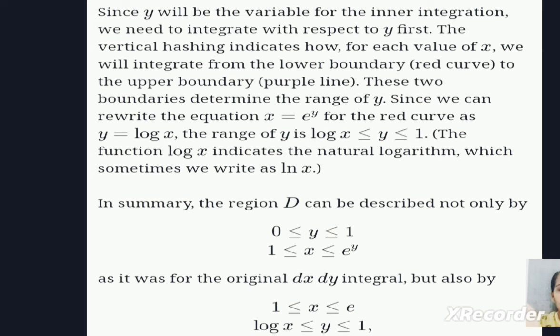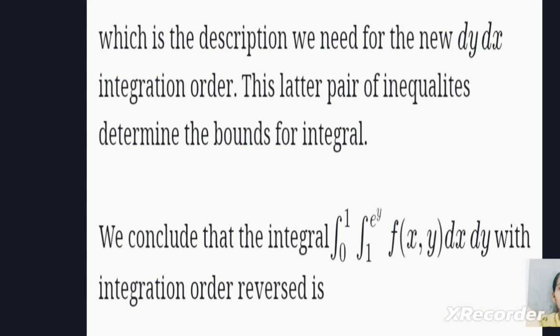In summary, the region D can be described not only by 0 less than or equal to y and y less than or equal to 1, 1 less than or equal to x and x less than or equal to e to the power y, as it was for the original dx dy integral, but also by 1 less than or equal to x and x less than or equal to e, log x less than or equal to y and y less than or equal to 1, which is the description we need for the new dy dx integration order.